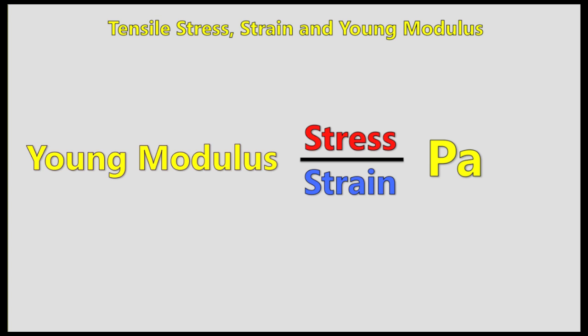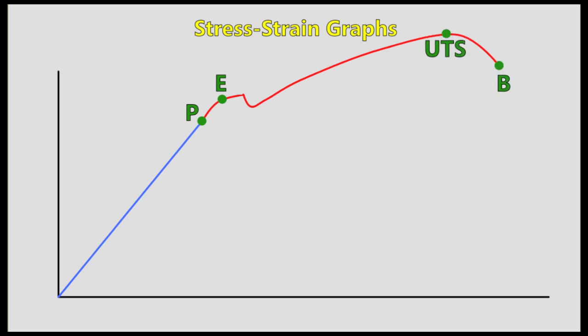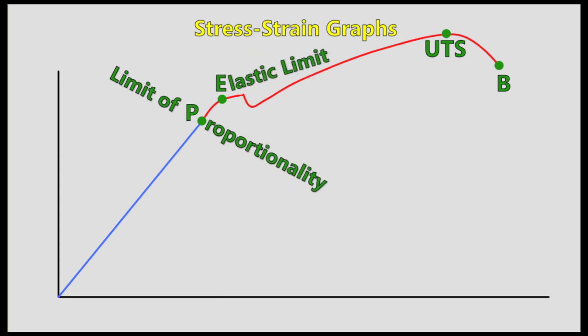Here is a rather lovely example graph, which tells you all of your keywords. Firstly, the limit of proportionality, P, where Hooke's law no longer applies. The end of the straight line. Then the elastic limit, E, after which point the material suffers plastic deformation. It cannot go back. Up till E, it can still go back to the origin in the graph, but it doesn't obey Hooke's law completely. But at E, it will then have a permanent extension.